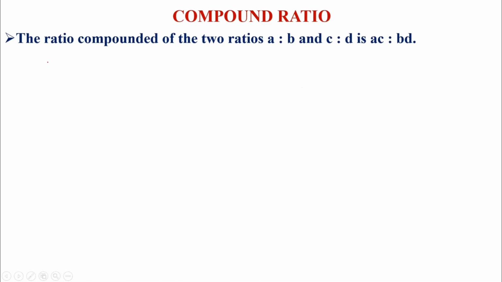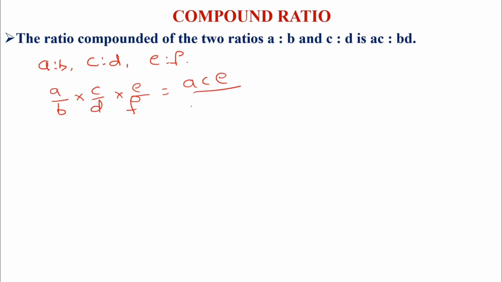Compound ratio means, for example, A is to B one ratio, C is to D another ratio, E is to F, three ratios. Then compound ratio means just multiply the antecedents and the consequents, means ACE by BDF. What is the compound ratio of 3 is to 4 and 5 is to 7? Means 3 into 5 by 4 into 7.